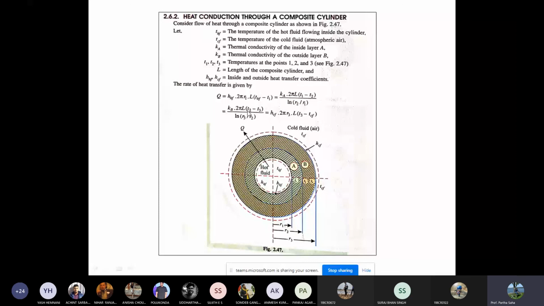Finally, the temperature drop at the outside layer, that is hcf 2πR3 (T3 − Tcf). So all these expressions you can write with the temperature on the left hand side and the other expression on the right hand side. You add all these, and it becomes Q = 2πL (Thf − Tcf) divided by [1/(hf R1) + ln(R2/R1)/Ka + ln(R3/R2)/Kb + 1/(hcf R3)]. So actually if you have n number of cylinders, then you can write it as a summation. This is also an expression we derived and discussed, so the derivation is here, you can look into it.